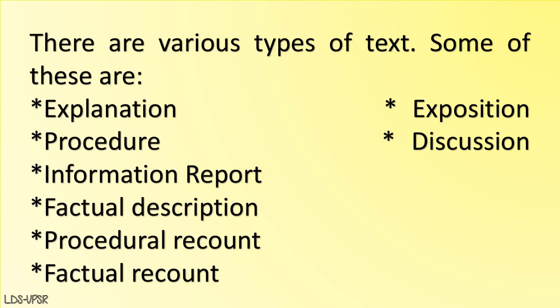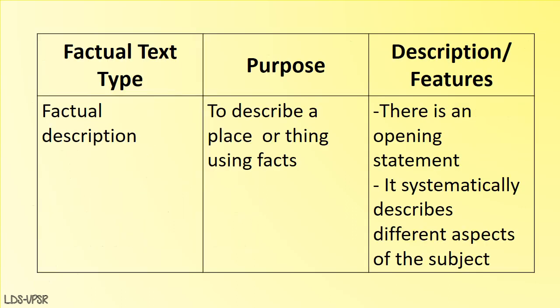There are various types of text. Some of these are explanation, procedure, information report, factual description, procedural recount, factual recount, exposition, and discussion. Look at the table. Factual text type. Factual description. Purpose: to describe a place or thing using facts. Description or features. There is an opening statement. It systematically describes different aspects of the subject.